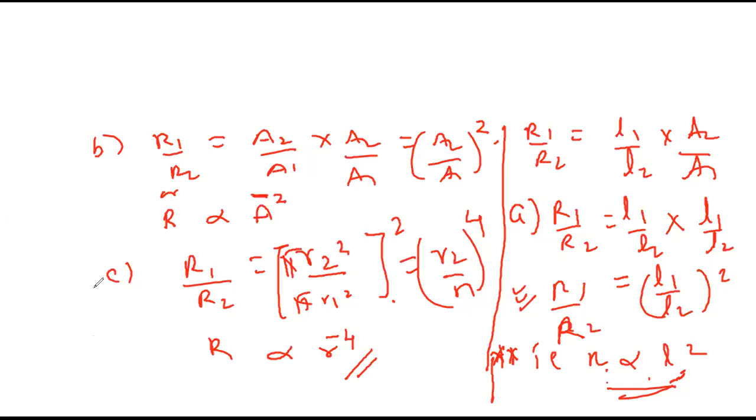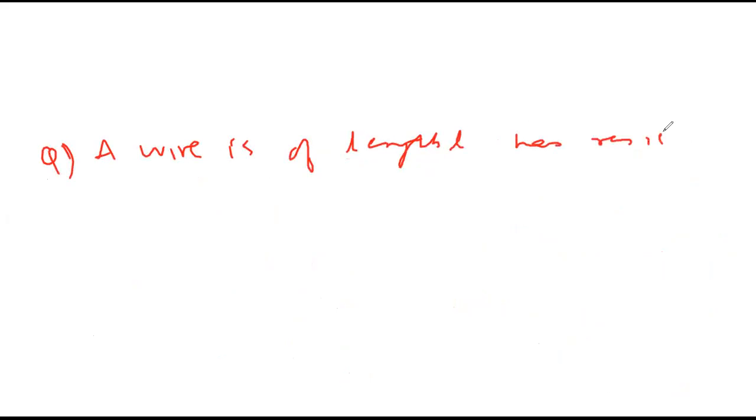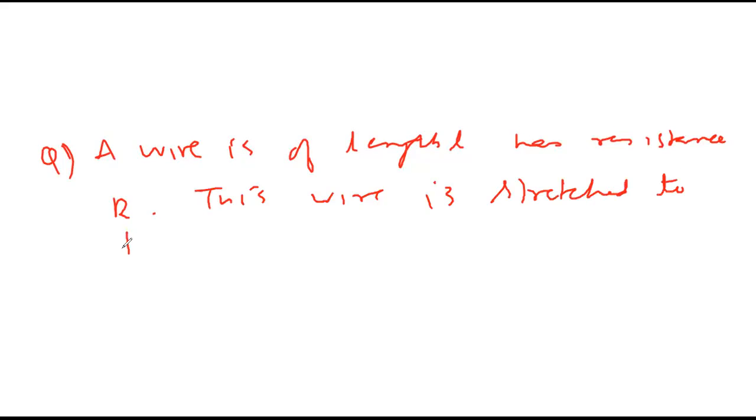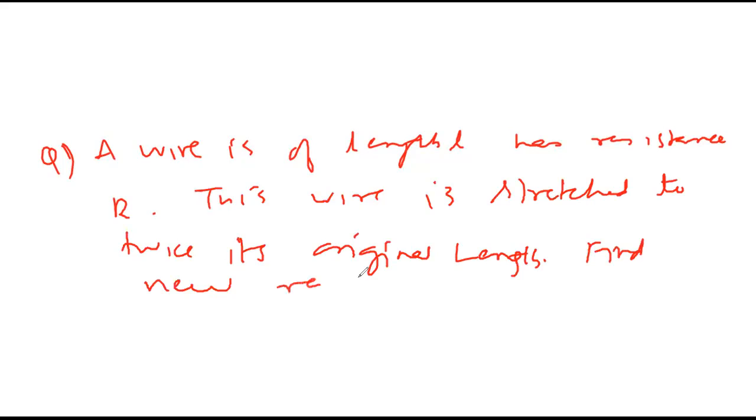Done, sir. Now I give one sum, use the shortcut, meaning tell the answer in one line. A wire of length L has resistance capital R. This wire is stretched to twice its original length. Find the new resistance. Tell me very quickly, what will it be?